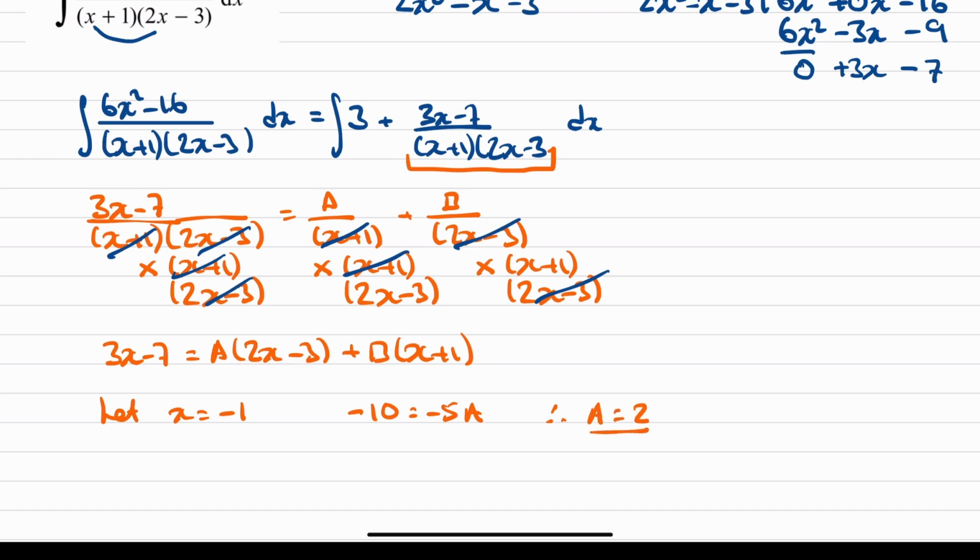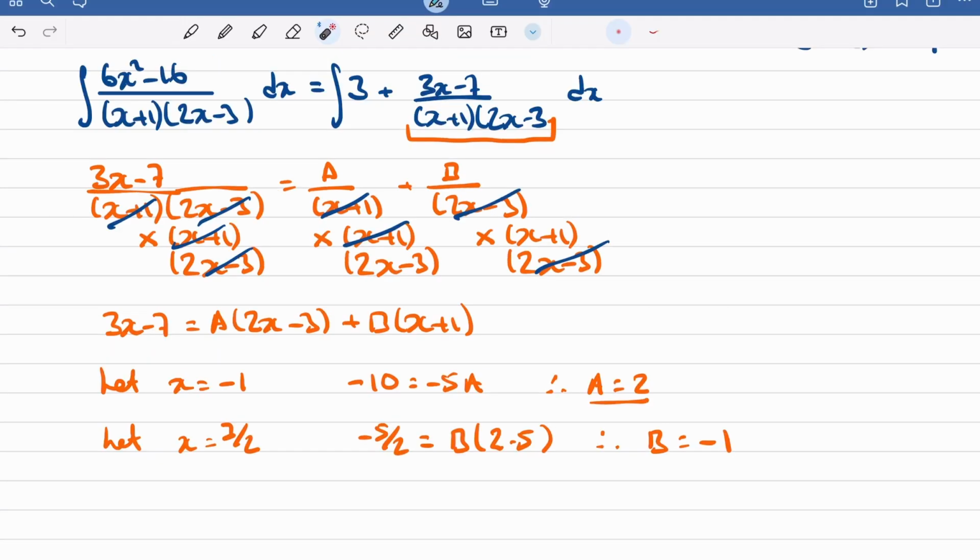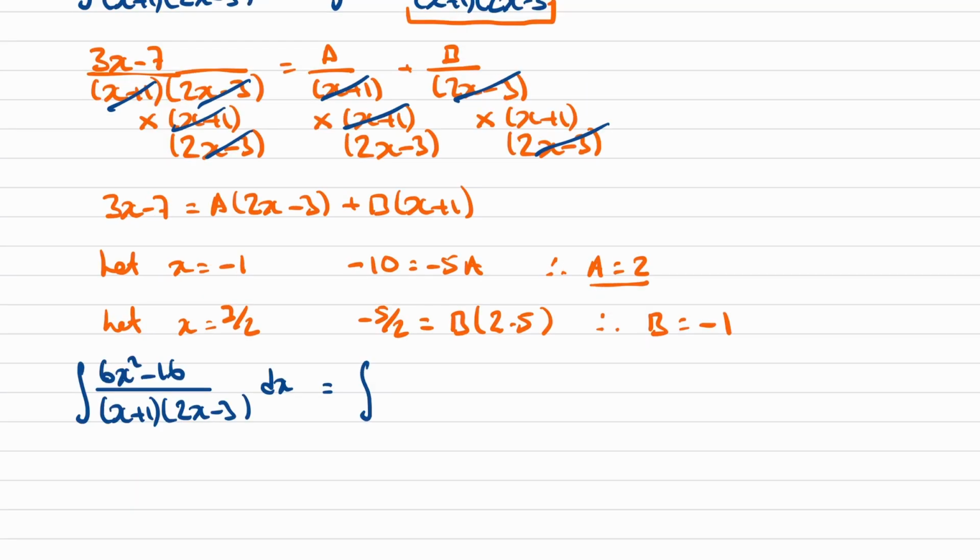We'll make this bracket equal 0, so x is 3 over 2. So the left-hand side becomes negative 5 over 2. This will equal, the a term will go, so b multiplied by 2.5. So therefore b will equal negative 1. We'll substitute each of these values for a and b back into our partial fractions, and now we can rewrite the integral. So we'll have the integral of 3 plus 2 over x plus 1 minus 1 over 2x minus 3, all integrated with respect to x.